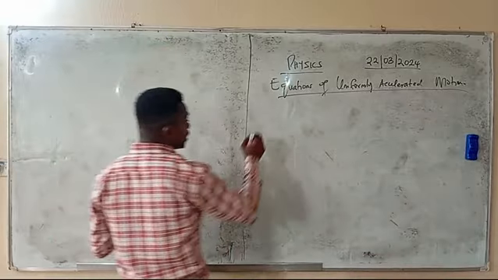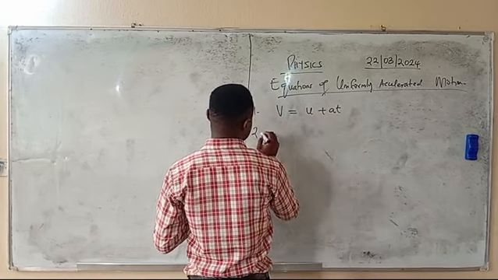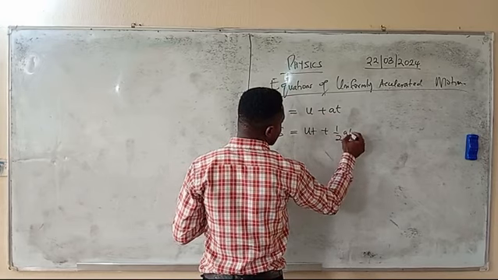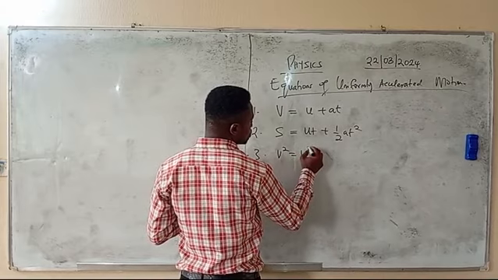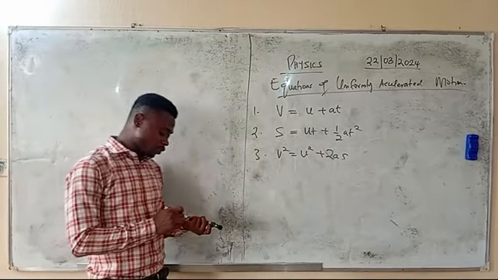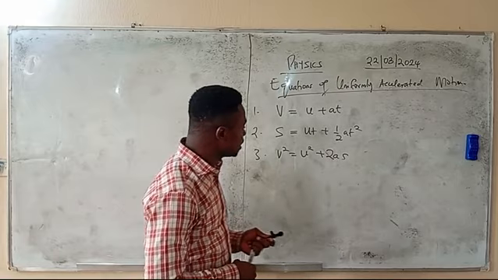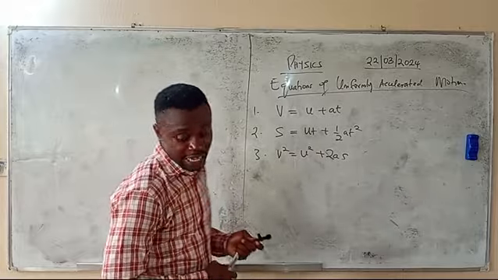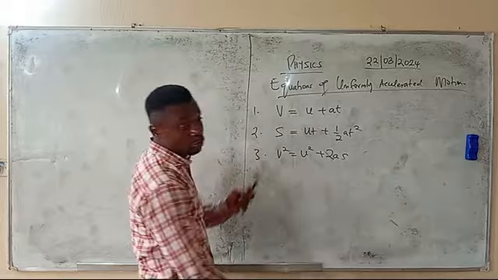So the equations are: number one, V is equal to U plus AT. Number two, S is equal to UT plus half AT squared. Number three, V squared is equal to U squared plus 2AS. These are the three equations of motion. Number one, V is equal to U plus AT. Number two, S is equal to UT plus half AT squared. Then number three, V squared is equal to U squared plus 2AS. So I want to see how these things came to be, okay?